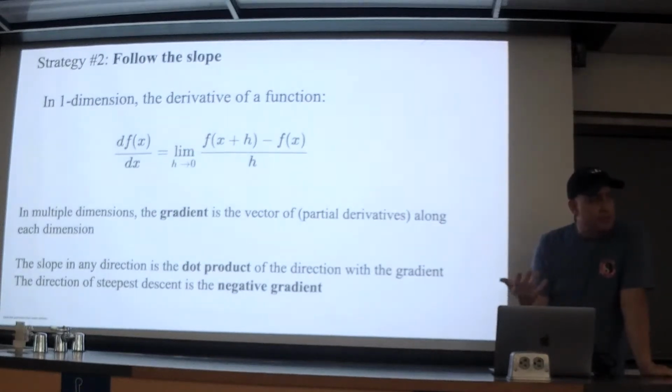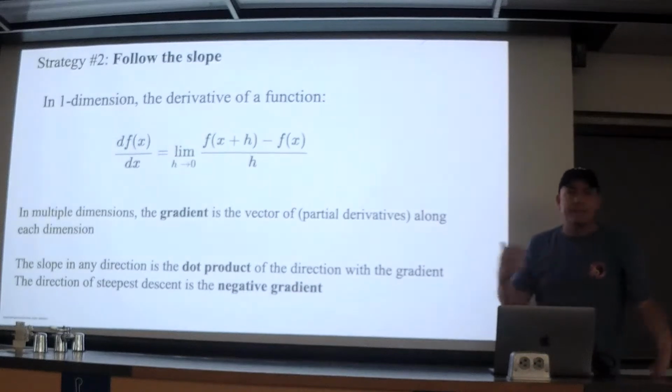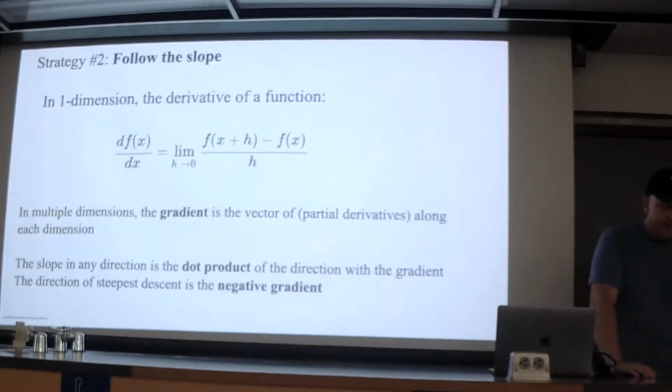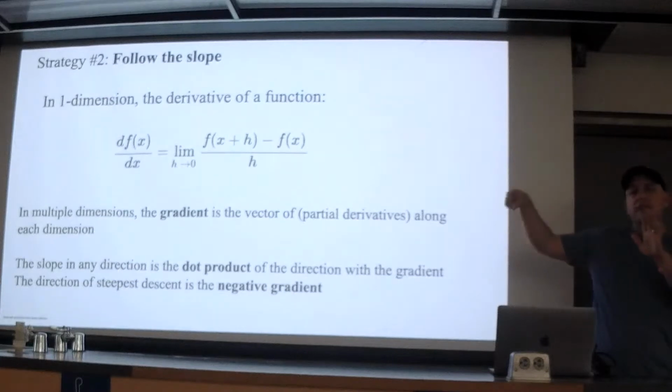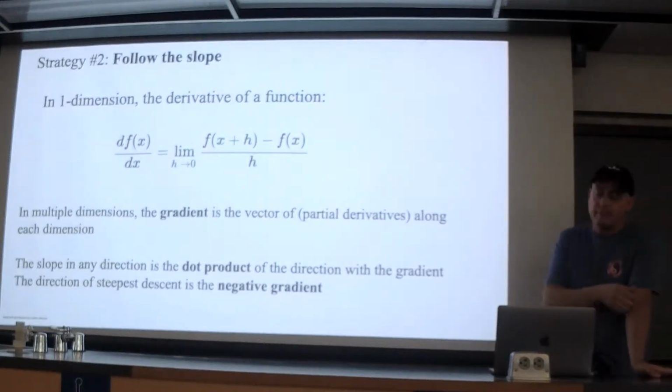Now, when we get to multiple dimensions, it's the same idea, except that now we have a vector, which is the partial derivatives in each of our coordinate dimensions. And what is it telling us? What is that vector pointing towards?